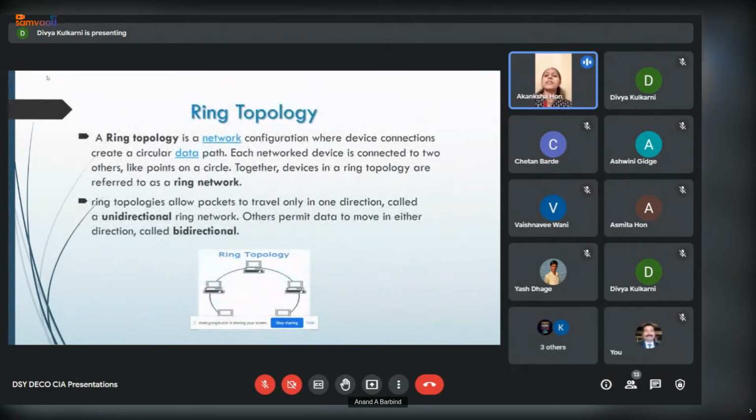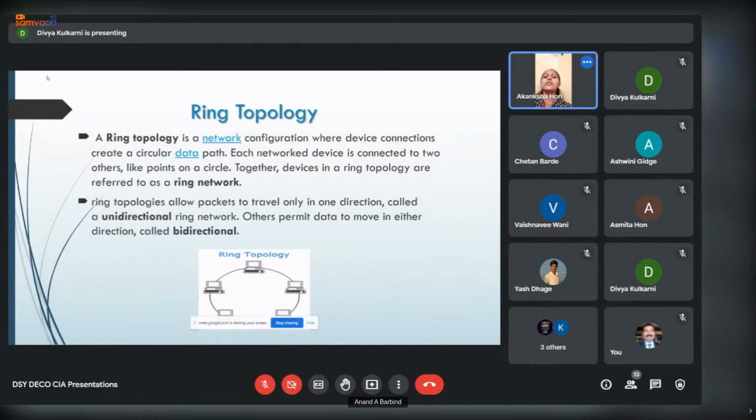Ring topology is a network configuration where device connections create a circular path. Each network device is connected to two other devices, like points on a circle. Together, devices in ring topology are referred to as a ring network. Ring topology allows packets to travel only in one direction, called unidirectional ring network. The other allows data to move in either direction, called bidirectional. So there are some advantages of ring topology.